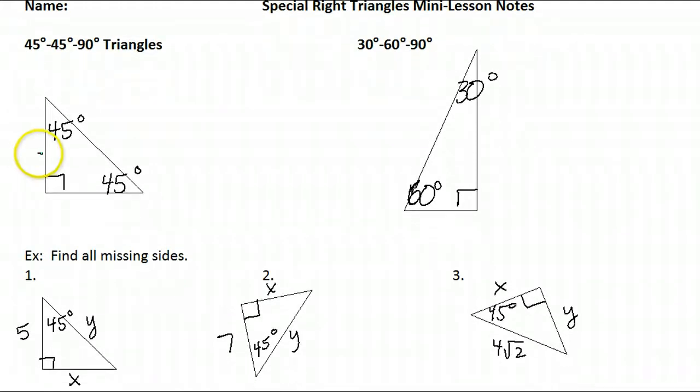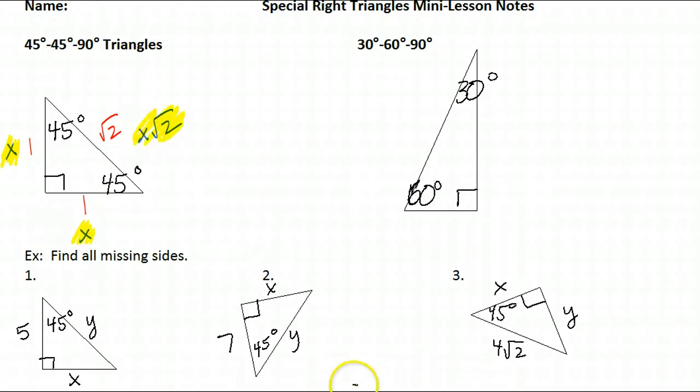So for a 45-45-90 triangle, you may have learned that the two legs are 1 and 1 and the hypotenuse is square root of 2. Or you may have learned that this is the x side, this is the x side, this is the x square root of 2 side. Either way is fine, whichever helps you the best. I personally prefer this method, so that's what I'm going to use when I'm teaching this bottom down here.